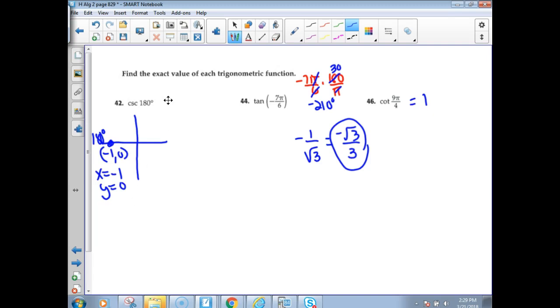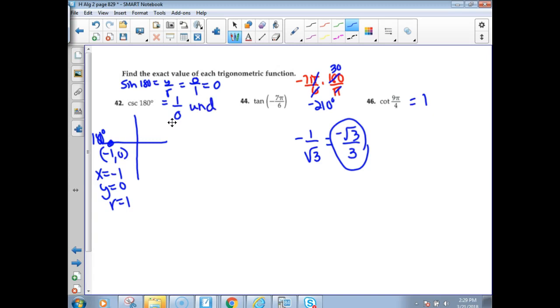Cosecant is the reciprocal of the sine, and the sine of 180 would be y over r, so that would be 0 over 1. R is going to be 1, and that's 0. So what happens when you do 0 over 1? You get an answer of 0. Well, what's the reciprocal of 0? Or if you did r over y for cosecant, that's going to give you 1 over 0, which is undefined.